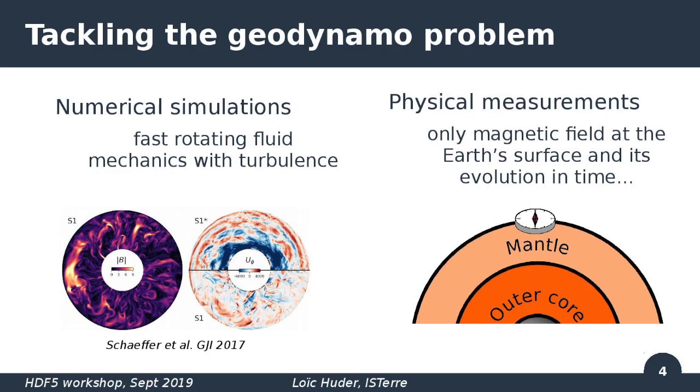One may say, okay, then we just turn to physical measurement to know exactly how the core flow will evolve. But the problem is, as humans, we are living on the surface of the Earth here. So we only have access to the magnetic field at the surface and how it will evolve in time, if we do time measurements. But we have no way to measure the core flow and how it will evolve in time. So on one side, we have imperfect numerical simulation that cannot reproduce all the features of the Earth's magnetic field. And on the other hand, we have incomplete physical measurement.